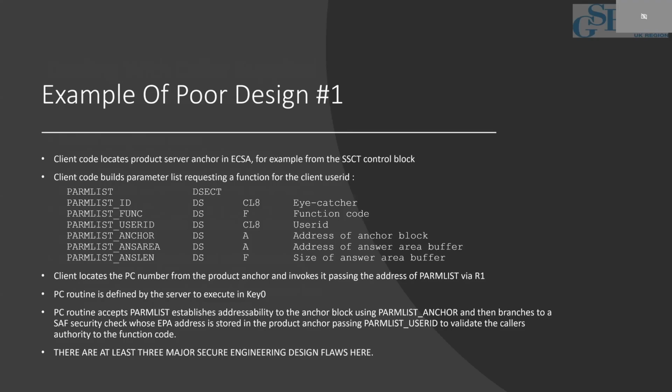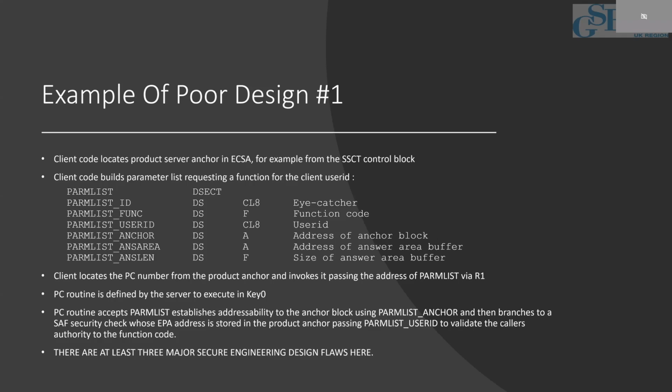It locates its product server anchor as some sort of control block in ECSA. Maybe they've hung it off of the SSCT, or maybe they've got a named token or something like that. So then the caller builds a parameter list requesting a function for the client user ID. So he's got his parm list DSECT here, he's got an eye catcher, he's got a function code, he's got the user ID of him, he's got the anchor block address that he's found, he's got an answer area pointer where he wants the results to be put into, and then he's specified what his answer area buffer is.